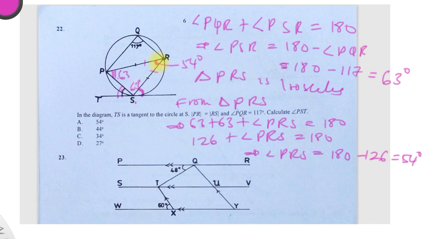So from the alternate segment theorem, this angle is equal to this angle. Hence, angle PST, which we are supposed to find, is equal to 54 degrees. So the correct answer is 54 degrees.